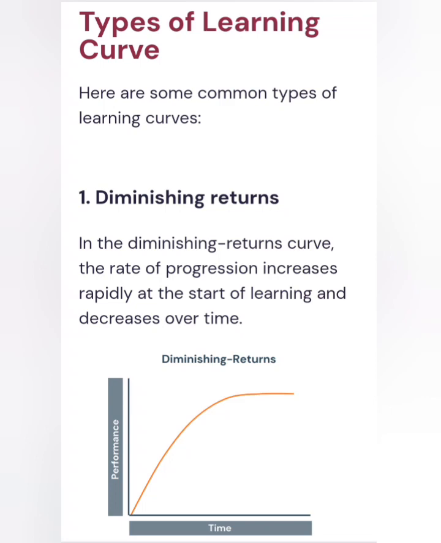Here are some common types of learning curves. First one is diminishing returns. In the diminishing returns curve, the rate of progression increases rapidly at the start of learning and decreases over time. You can see the graph of diminishing returns.